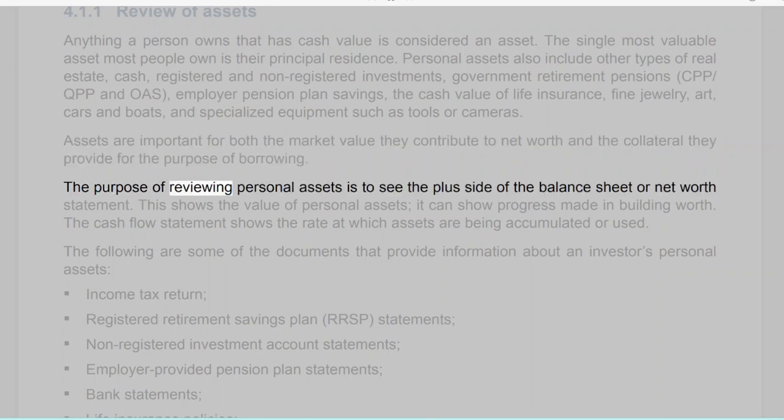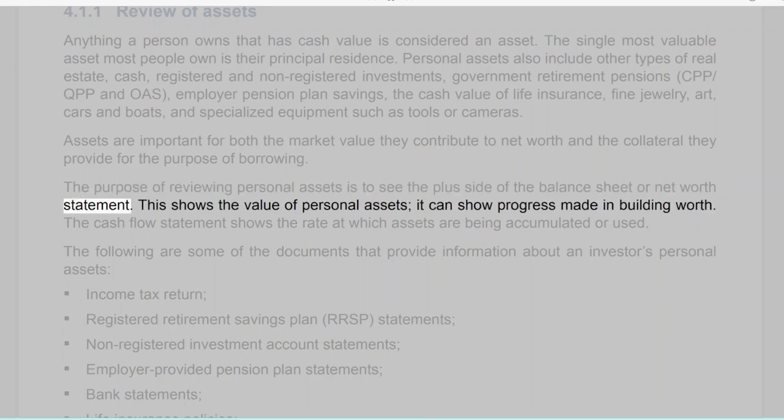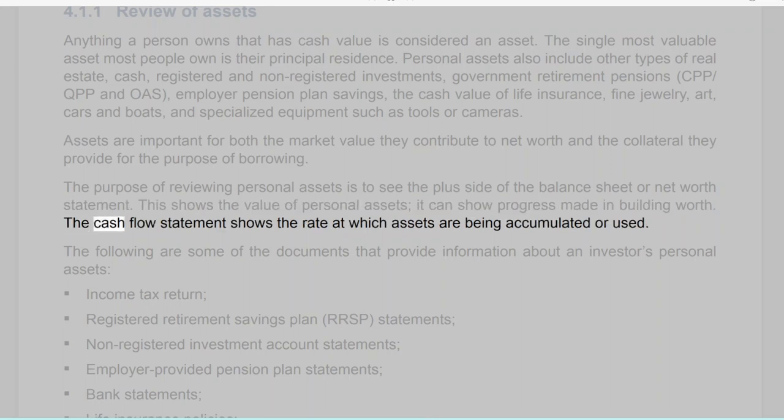The purpose of reviewing personal assets is to see the plus side of the balance sheet or net worth statement. This shows the value of personal assets. It can show progress made in building worth. The cash flow statement shows the rate at which assets are being accumulated or used.